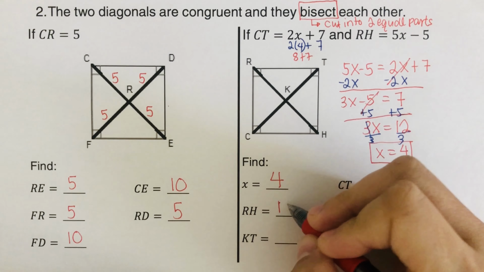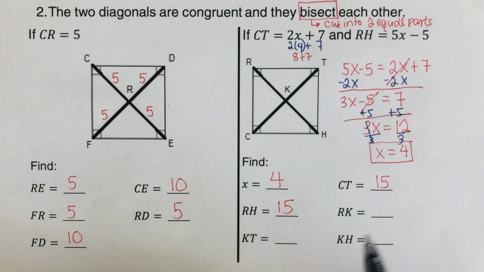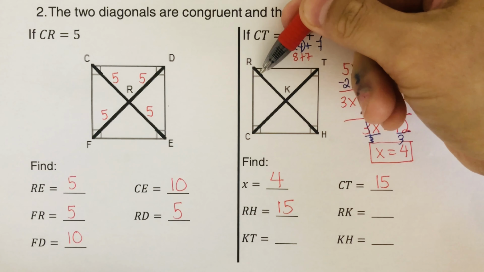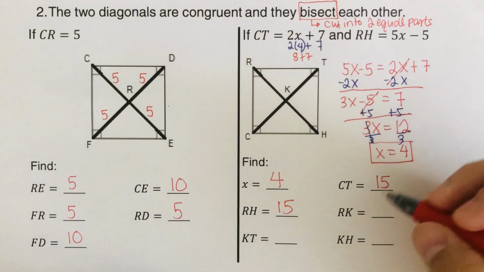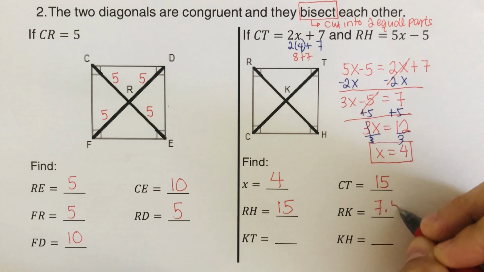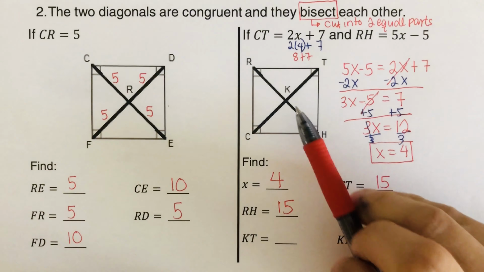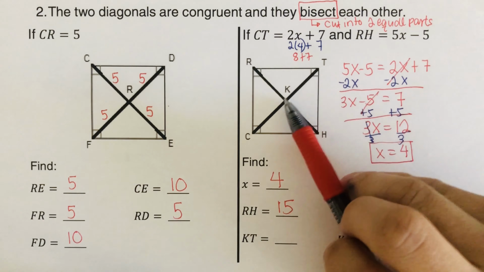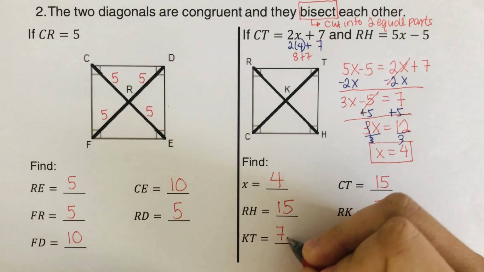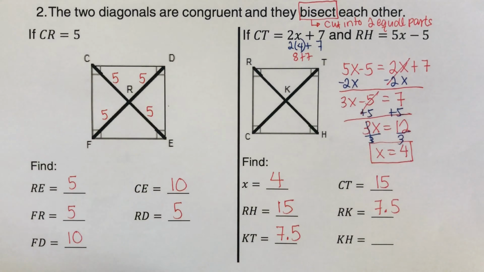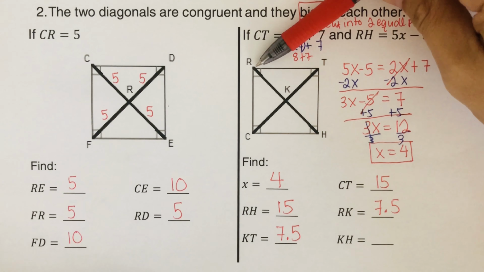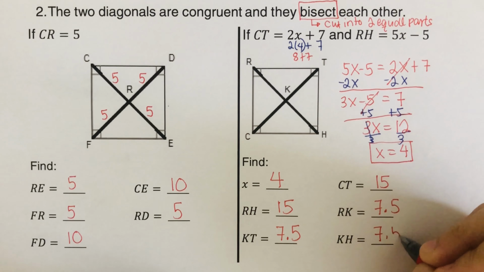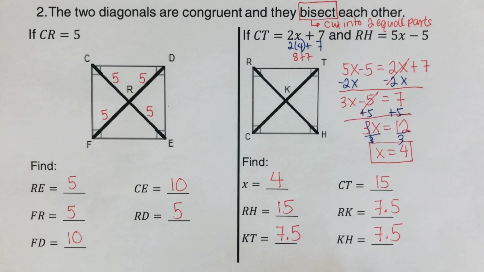So RH is 15. And then RK is half of 15. Since the whole thing is 15, half of 15 is 7.5. And then KT, the whole thing CT is 15, half of 15 would be 7.5. And then KH, RH is 15, and KH would be 7.5. Did you get the same answers as this?